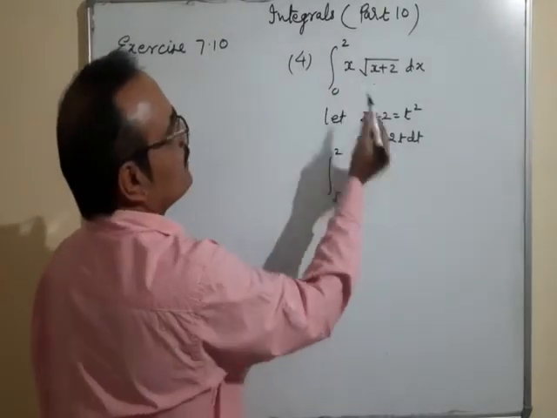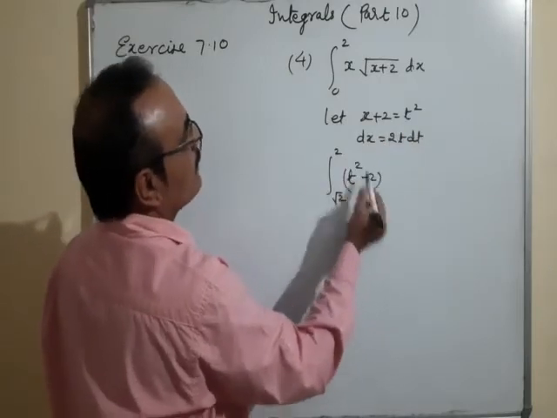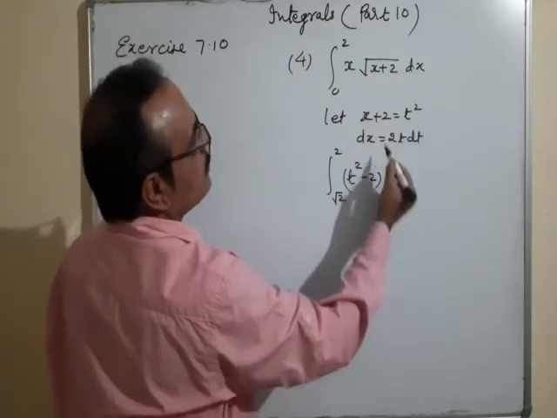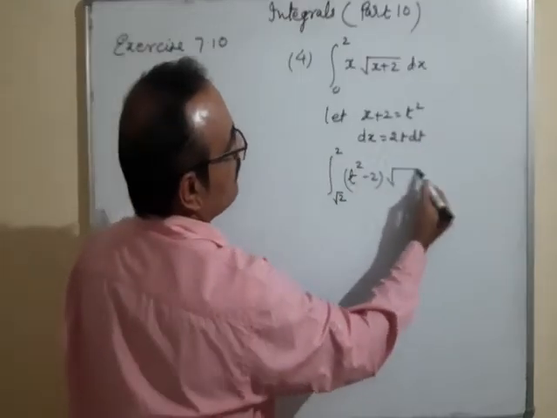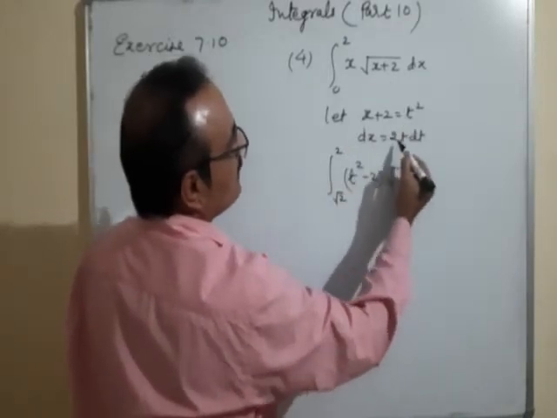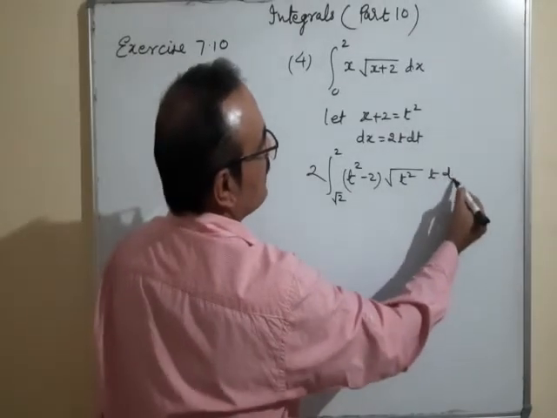What is the value of x? x is t square minus 2. Is it okay? Got it? In place of x, t square minus 2. Under root x plus 2 is equal to t square. And in place of dx, 2t dt. The 2 outside, it is t and then dt.